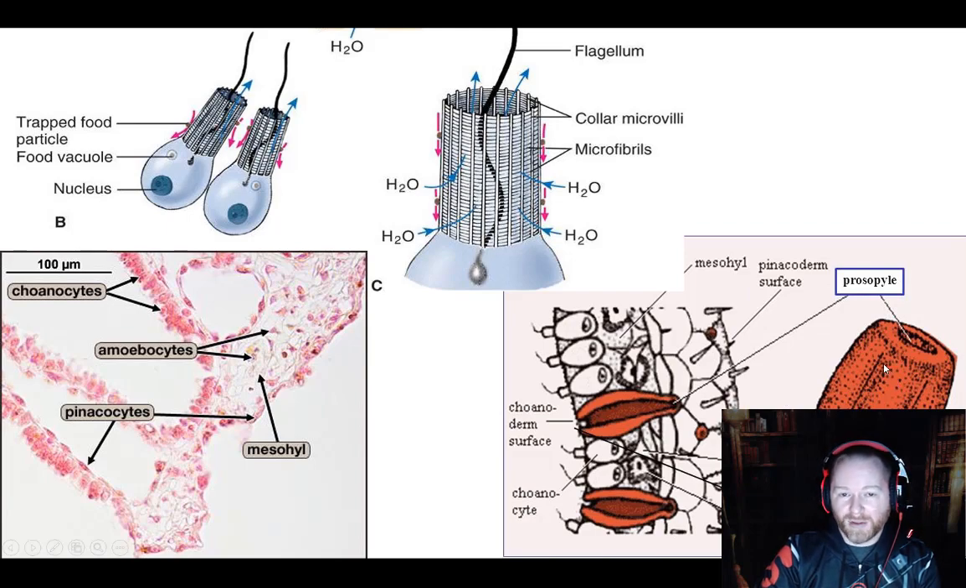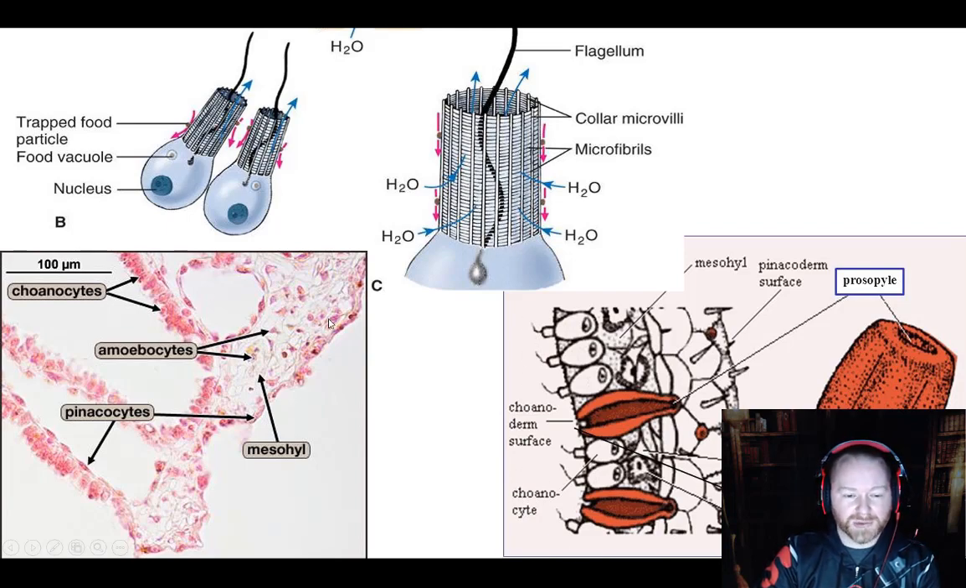Again, this is a cell that runs through and acts as a channel, not just a channel. But you can see here is the prosopyle, and it goes through and water would come out of the apopyle, and this would be the internal opening, the osculum, or the spongocoel, the cavity in the middle of the sponge.